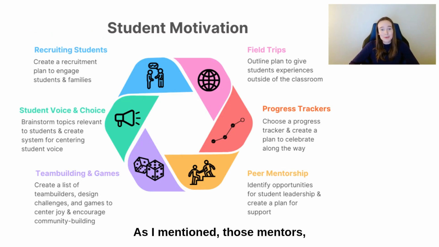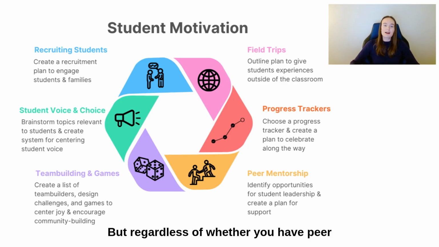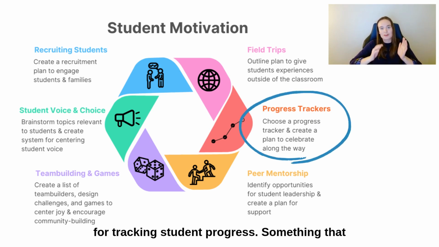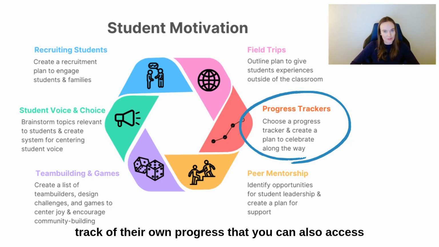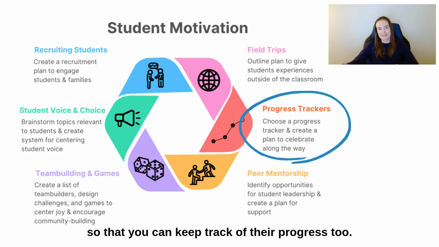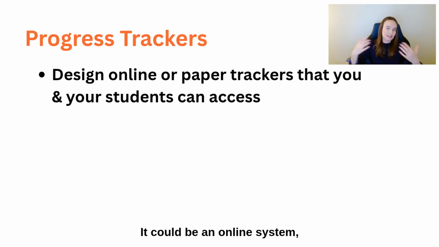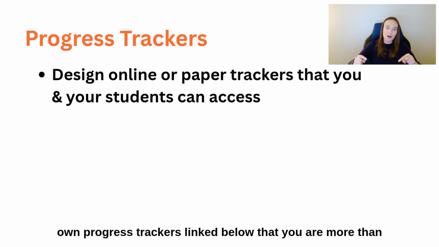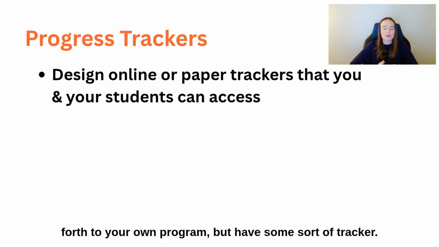As I mentioned, those peer mentors can be checking in with them weekly and letting you know their progress. But regardless of whether you have peer mentors or not, you need some sort of method for tracking student progress. Something that your students can use to keep track of their own progress that you can also access so that you can keep track of their progress too. Design some sort of system for that. It could be an online system, or it could be a pen and paper system. And I have some of my own progress trackers linked below that you are more than welcome to use and adapt the dates and so forth to your own program, but have some sort of tracker.